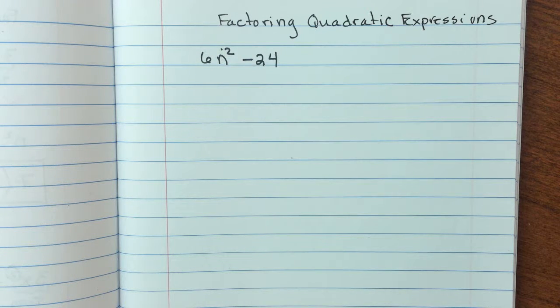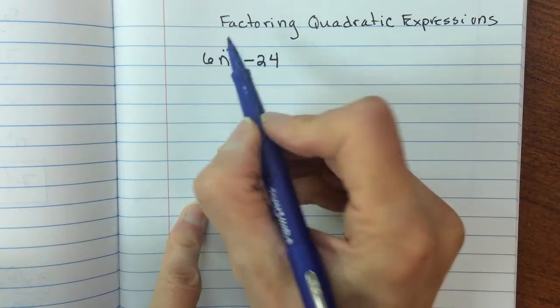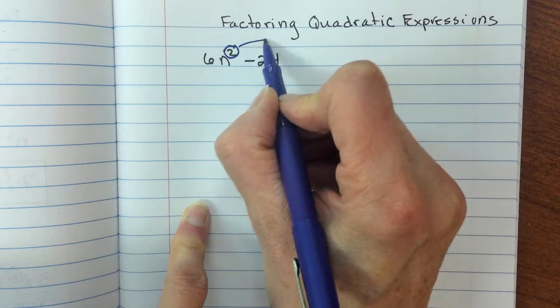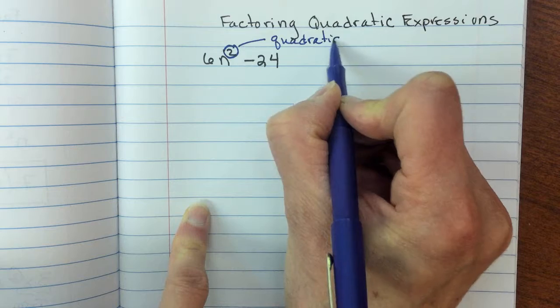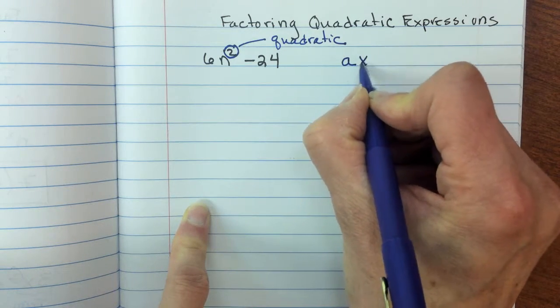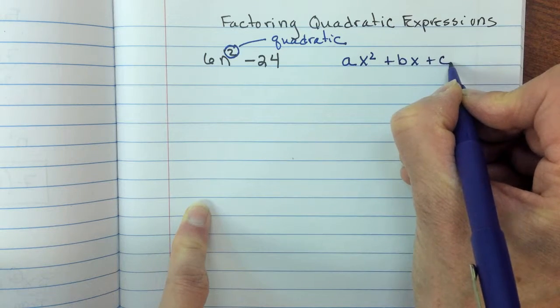So in the previous video I mentioned that you need to know when to stop and when you need to keep going when factoring. So just like in the other videos, we need to make sure we pay special attention to what kind of function we have. So here we can see that our highest degree is 2. So that means that this is a quadratic. So let's again write our standard form for a quadratic: ax squared plus bx plus c.